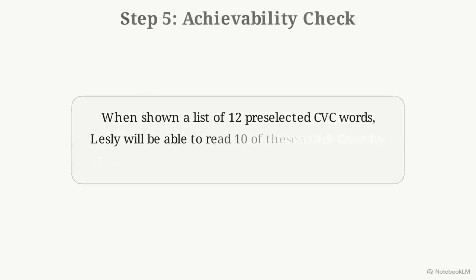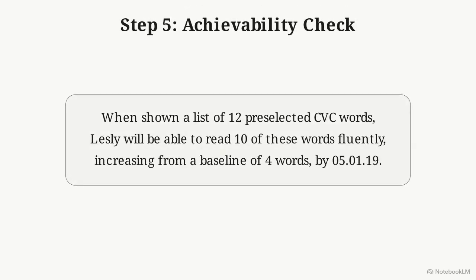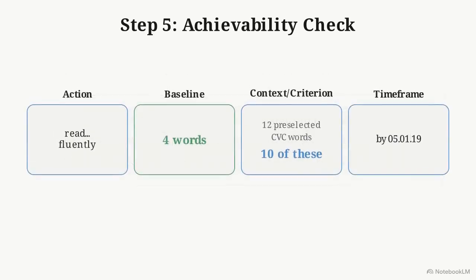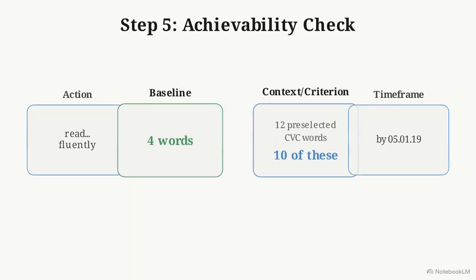This diagram shows our completed target. Step 5 is the achievability check. Before finalizing, you have to ensure the outcome is actually realistic. Take a look at the goal you wrote down earlier. Pull apart the goal into its components to verify you have a clear action, context, baseline, and timeframe.